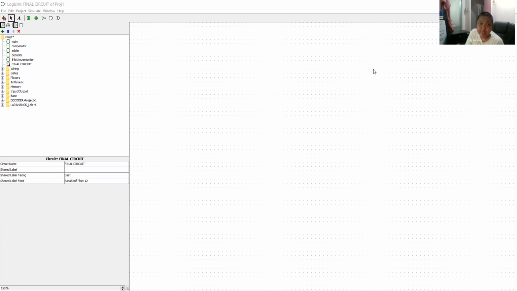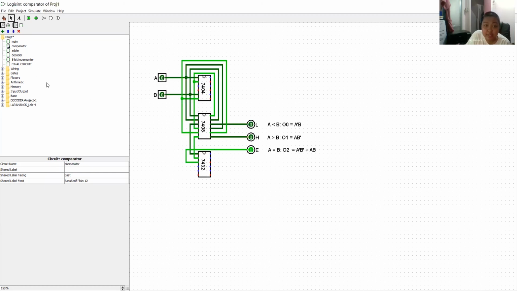Good day everyone. For this project, I am tasked to do the comparator, the adder, the 5-bit incrementer, and to create the final circuit. We already made the comparator in our lab 3 and my group mate was assigned to it.